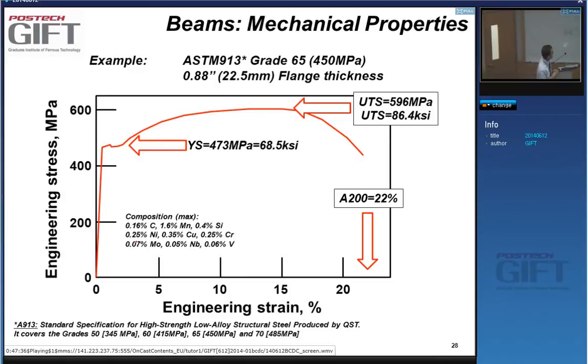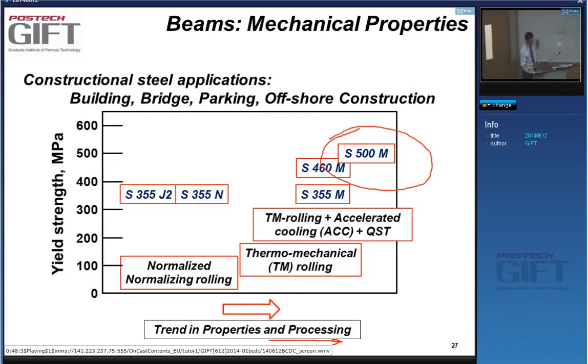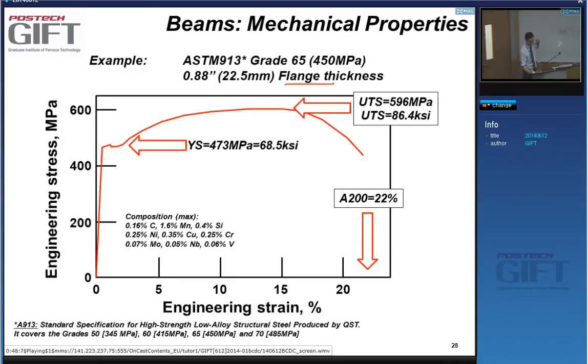And you can see elongations of a maximum up to 22%. If I would go back here, this would be this type of steel, right? Okay, and also it's not some laboratory thing, right? It's an actual material that is used for I-beams, and it's according to ASTM A913, so it's for high strength, low alloy structural steel produced by QST. Yeah? So that's a grade where these properties are obtained by QST.